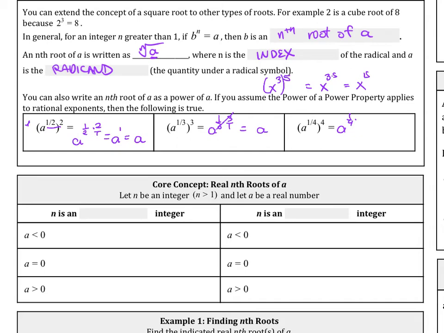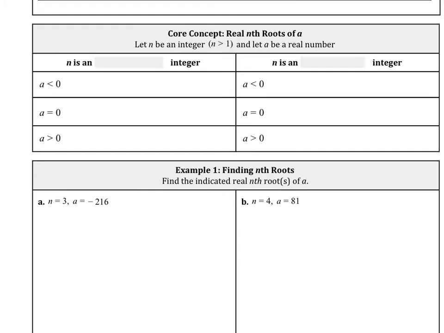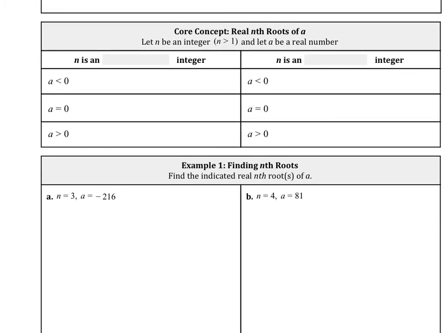A to the 1/4 times 4 over 1, that is just a again. So here are some core concepts regarding the real nth roots of a. Let n be an integer, n greater than 1, and let a be a real number. Let's first take a look at an even integer. n is an even integer.